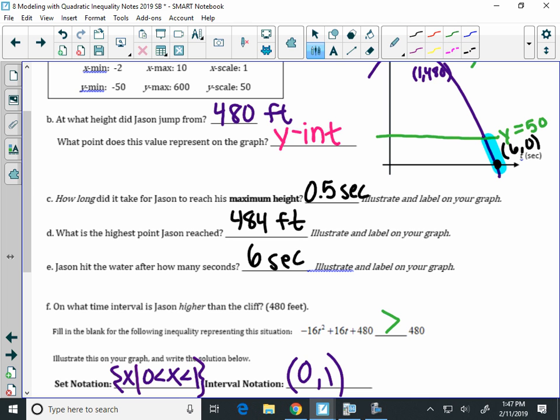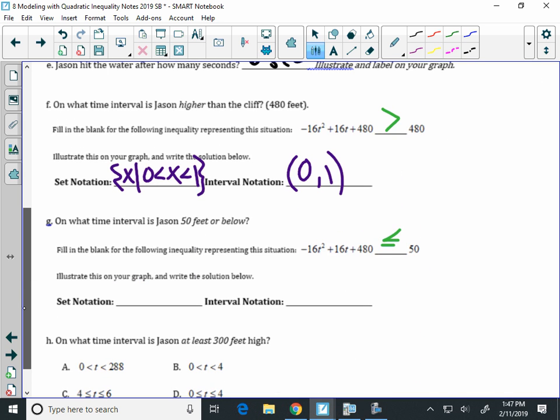Does he get to 50 feet? You guys trace that for me and tell me how many seconds? 5.7. Alright, so what interval, how should I write this in set notation? To say that he is under 50 feet. Where does he start being under 50 feet?